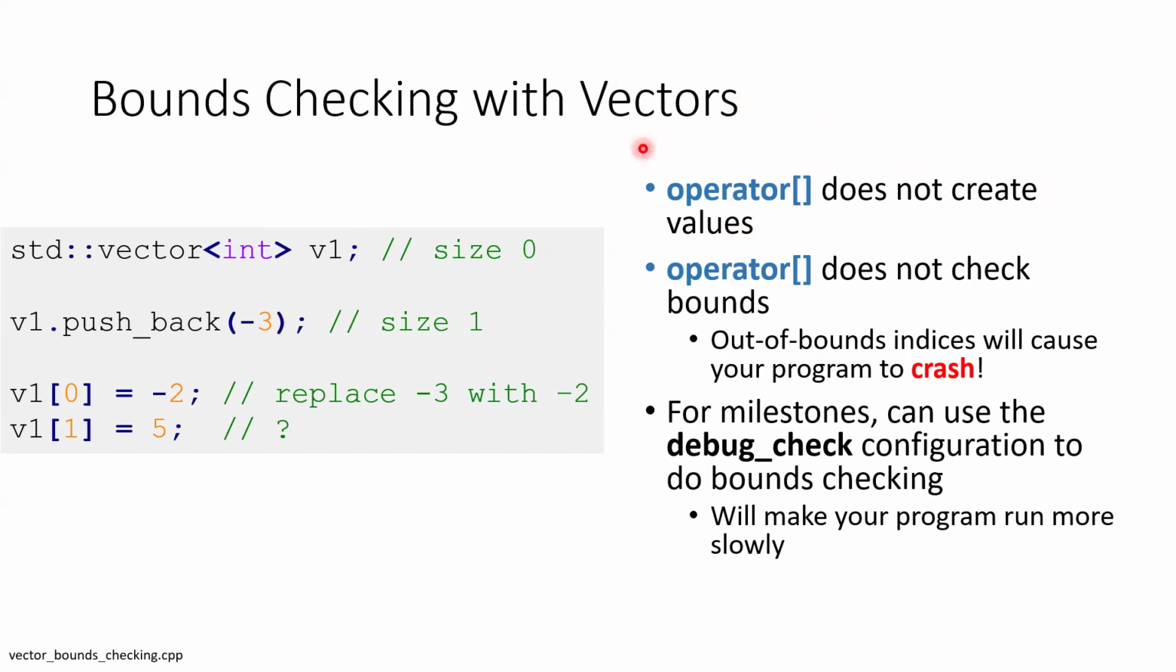One negative for the vectors is that the operator square bracket doesn't create values and it does not check bounds. So if you read from an out of bounds index, your program is still going to run. You're not going to get any compile errors, and your program won't crash if you read from out of bounds memory. And if you set something out of bounds, your program will crash.